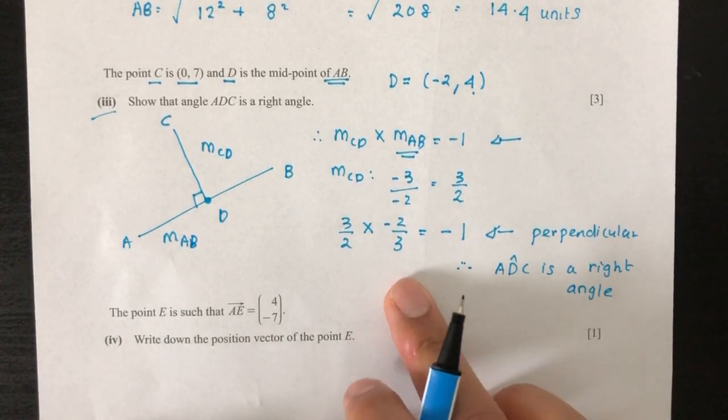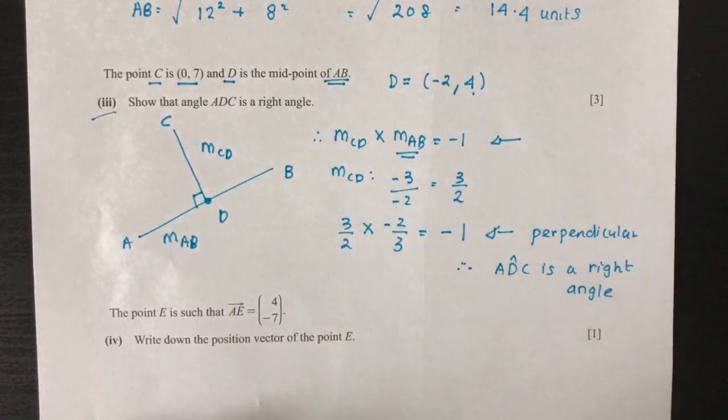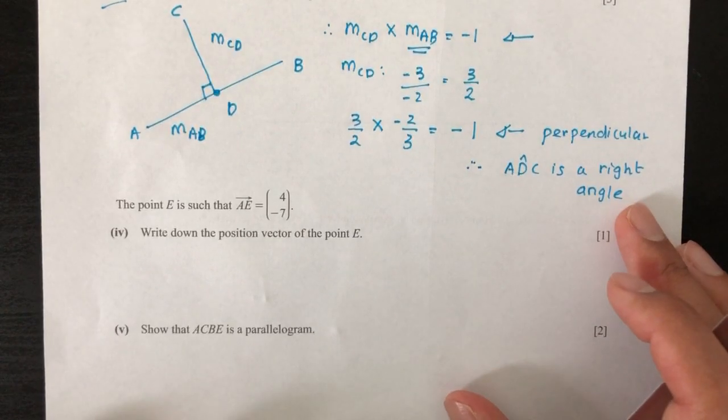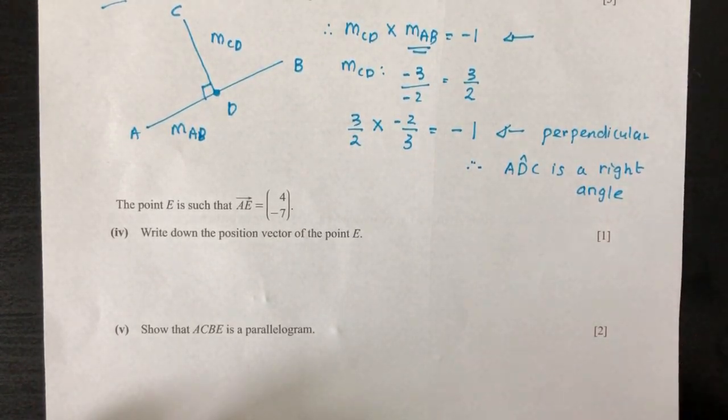Okay, that is how you show it is a right angle. Or you can just find the angle, but it's much more work to find the angle than just to show this. Now part 4 is: write the position vector of E.